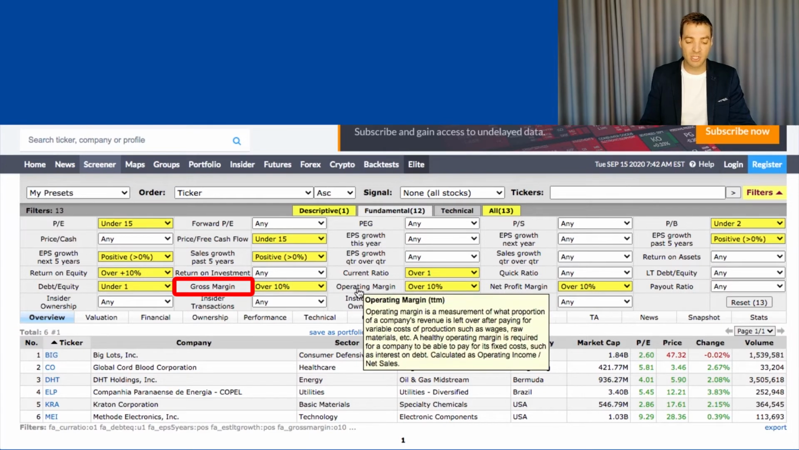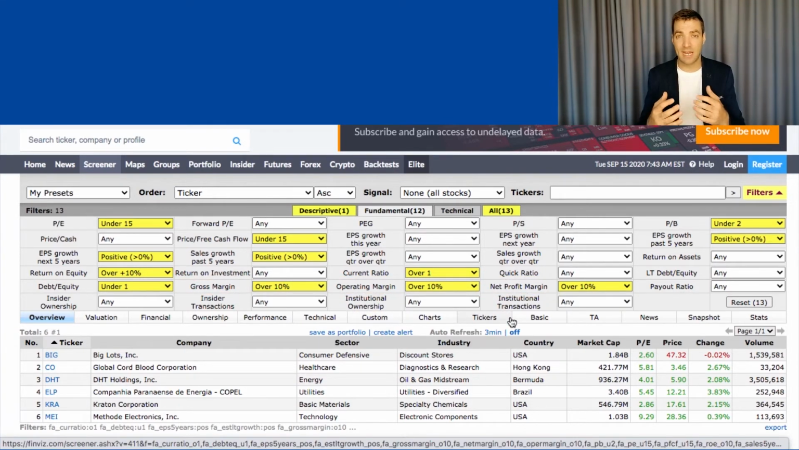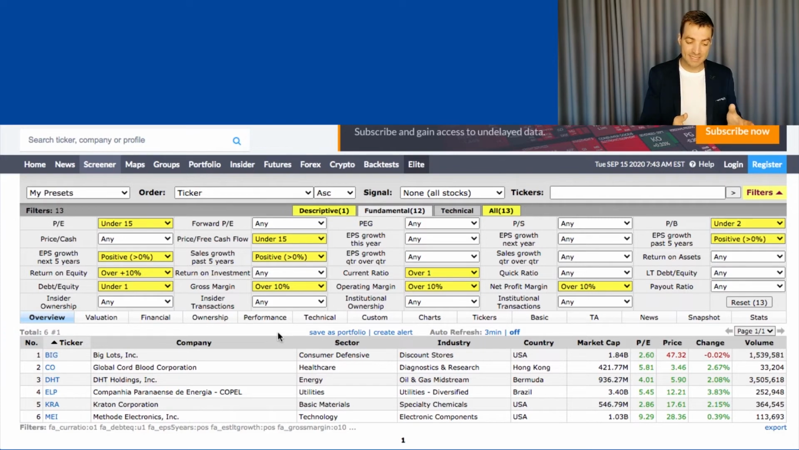And I want the gross margin, operating margin, and net profit margin all to be above 10%. I just like companies that have decent margins. 10% is actually not very high, so I just want to make sure it's above this 10% number. And as you can see, it's pulled a list of 6 different companies here from different countries as well. We've got the USA, Hong Kong, Brazil, USA.